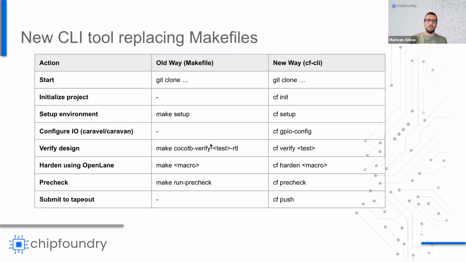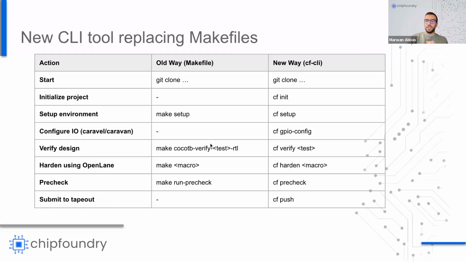So you still start with cloning your repo. There is an extra step where you initialize the project, and that basically tells the tool what kind of template you're using, and if you want to give it a different name. And then you do the same setup. It's now called CF setup, which is going to set up your environment and install all the dependencies so that you can start designing right away.